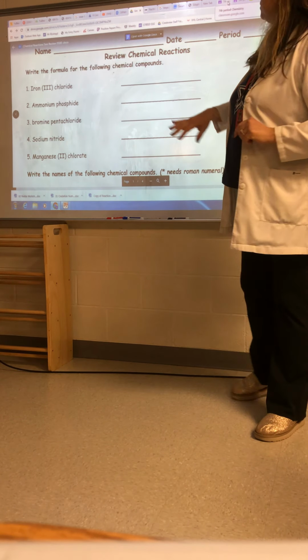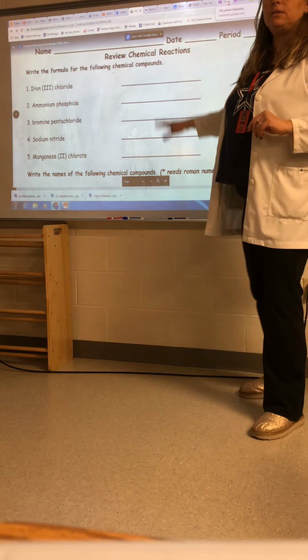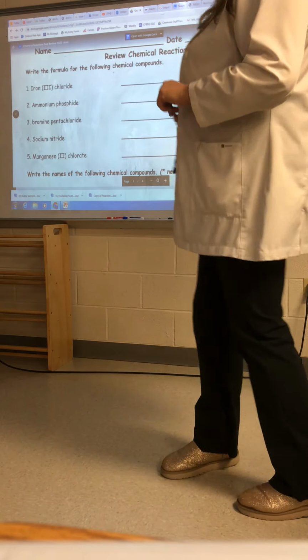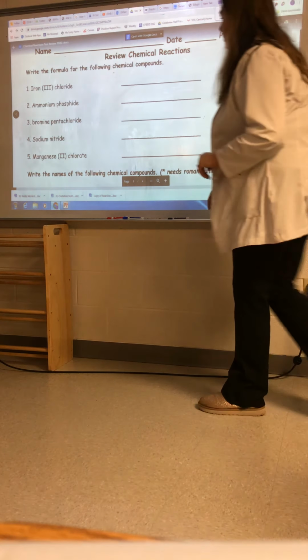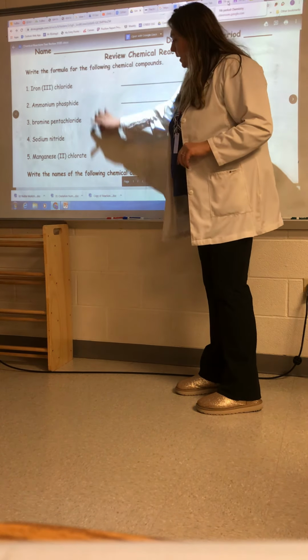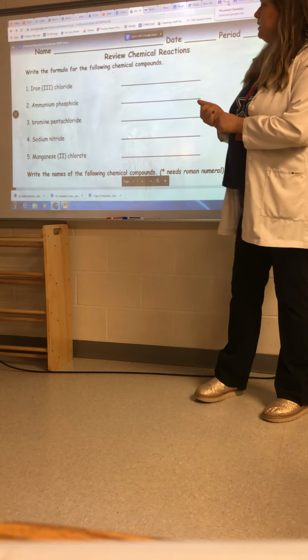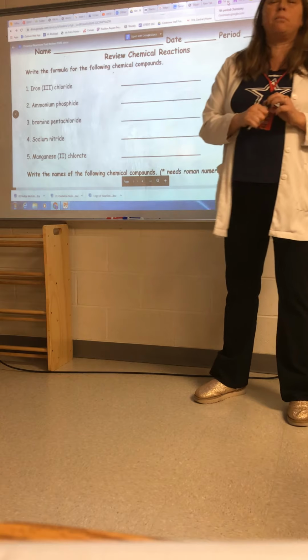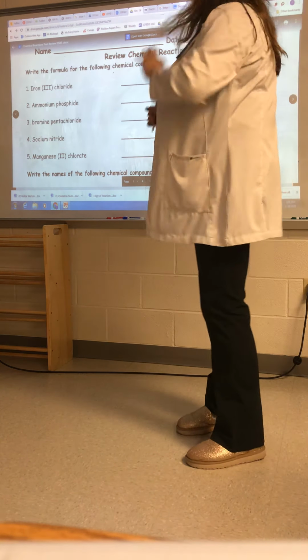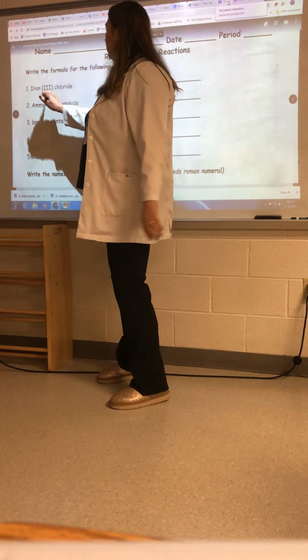Afternoon, guys. Let's do the review for our test, which is tomorrow. We're talking about chemical reactions. And the first part of your review has to do with writing the formulas of the following chemical compounds. Okay, one thing that stands out is the Roman numerals.